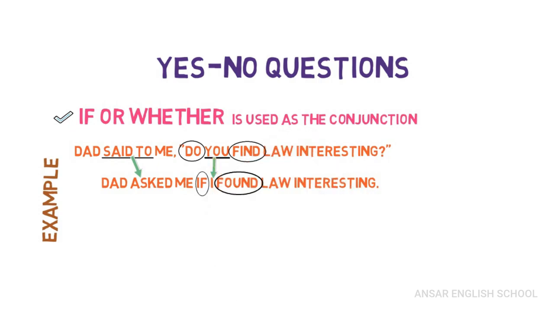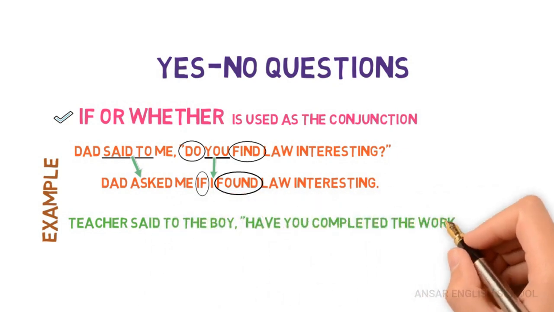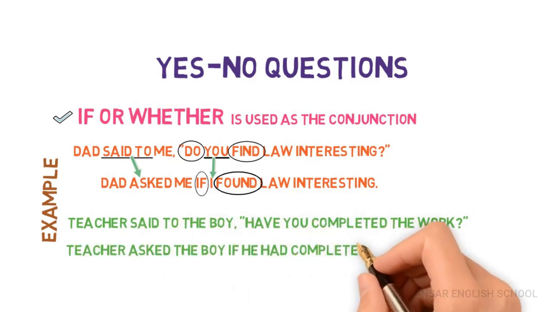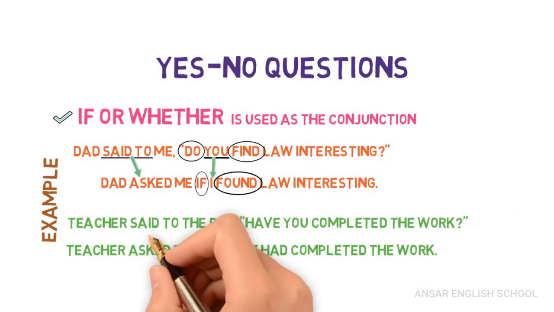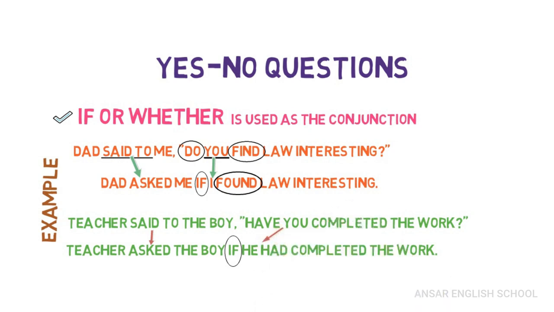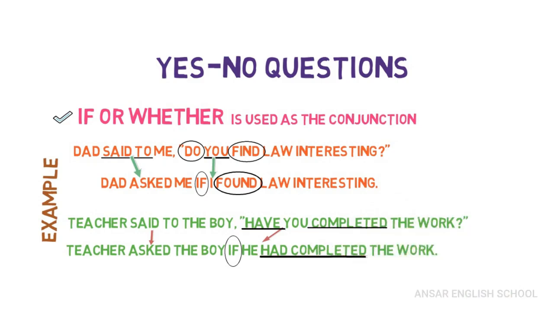Another example, teacher said to the boy, "Have you completed the work?" When you report it, it becomes, teacher asked the boy if he had completed the work. So said to changes to asked. Then we introduced the conjunction if. Then you as a subject is changed to he. Have completed changes into its past form, and that is had completed. So the order of subject and verb will be different when you are reporting. That is the one thing which you have to remember when you are reporting a question.